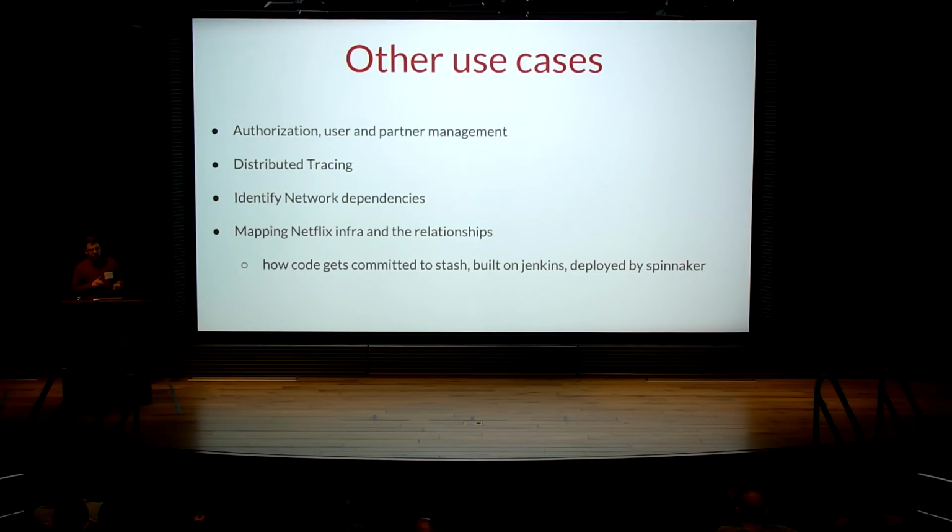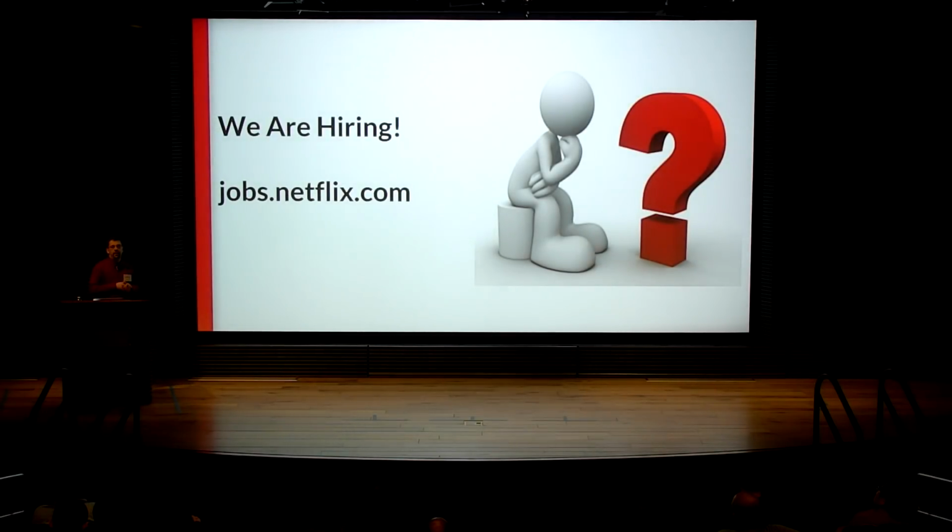Last but not least is the way we map Netflix infrastructure relationships. For example, how the code gets committed on STASH, how the jobs are being built on Jenkins, and how it's being deployed on Spinnaker. So these are the use cases that either use graphs, JanusGraph, or are potentially use cases that can benefit from a JanusGraph context. And that's all from me.